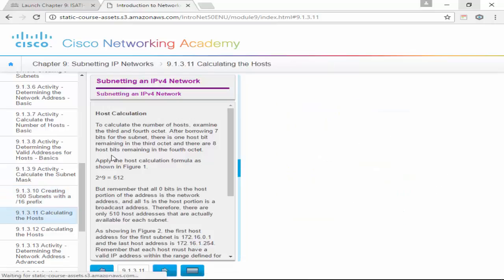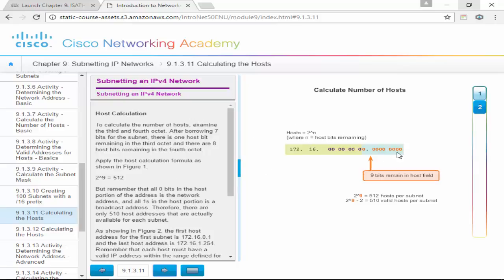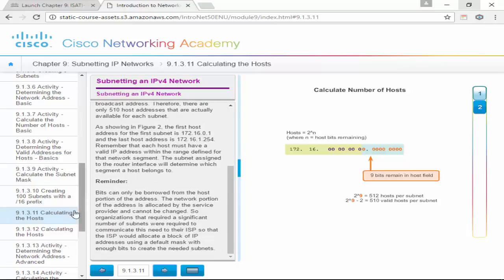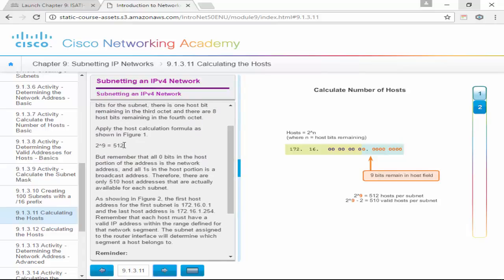Alright. Calculating the host, we just did that, but take a look at the host bits. We have 9 here, so 2 to the power of 9 equals 512. So each network is going to have 510 hosts that we can assign, but 512 total with the broadcast and the network address.